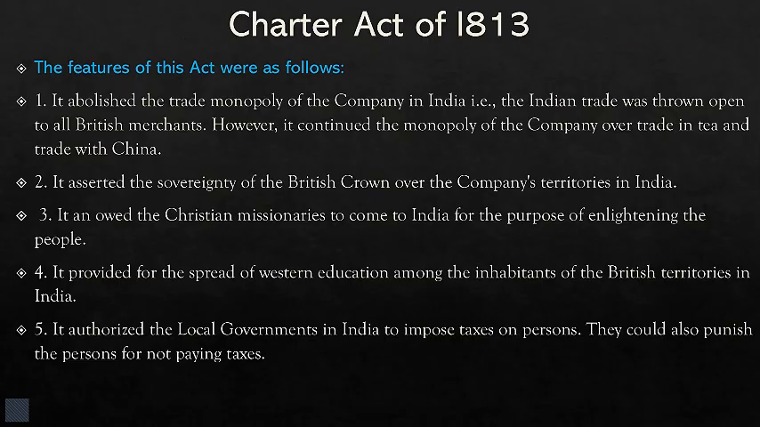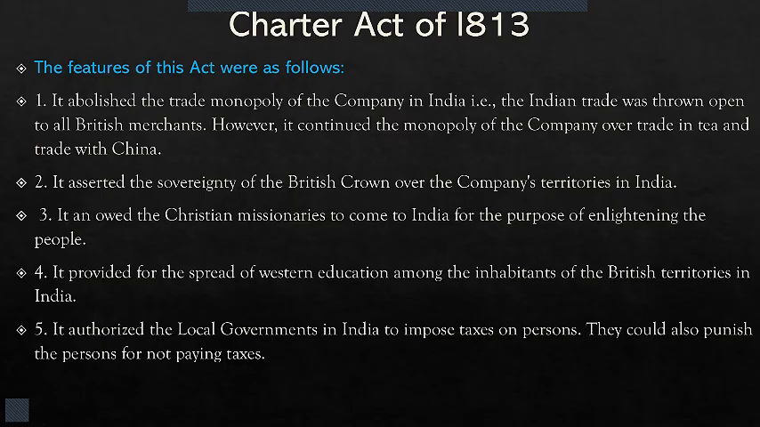Now we have the Charter Act of 1813. The features of this act: it abolished the trade monopoly of the company in India. That is, Indian trade was thrown open to all British merchants. However, it continued the monopoly of the company over trade in tea and trade with China. Earlier only the East India Company was allowed to trade in India, but now all British merchants were allowed to trade. Earlier it was a trade monopoly.